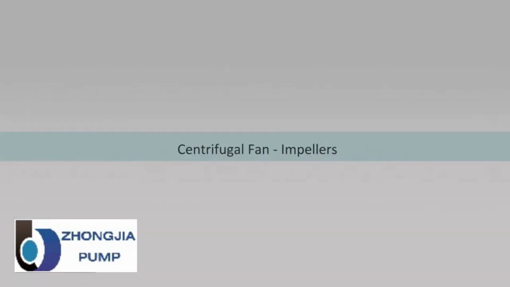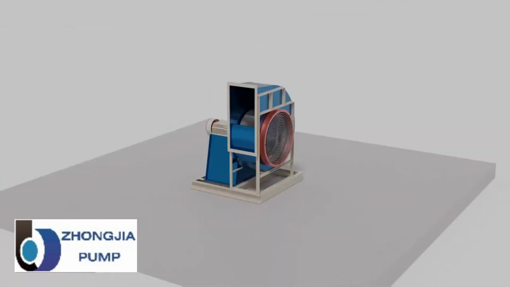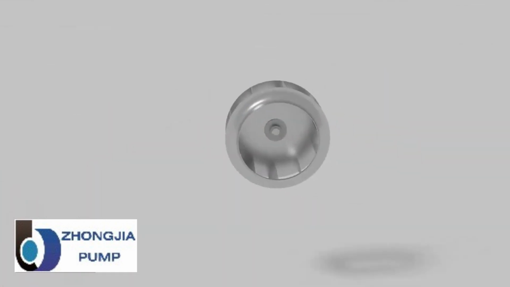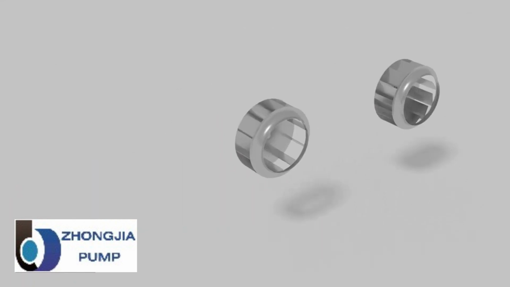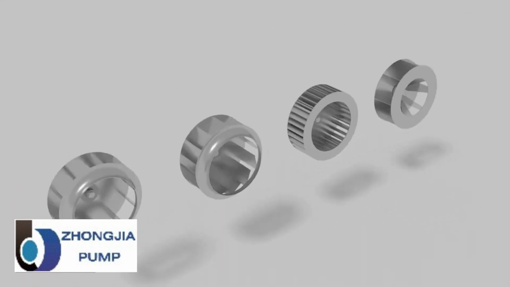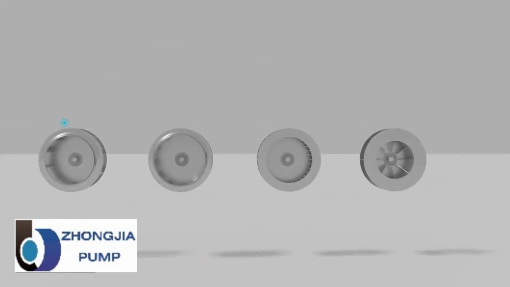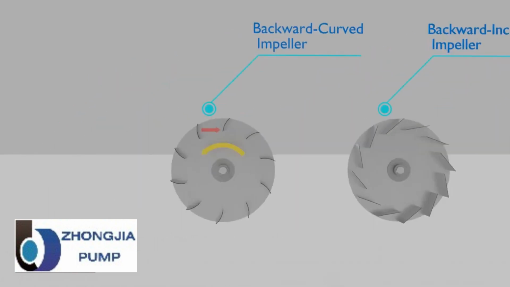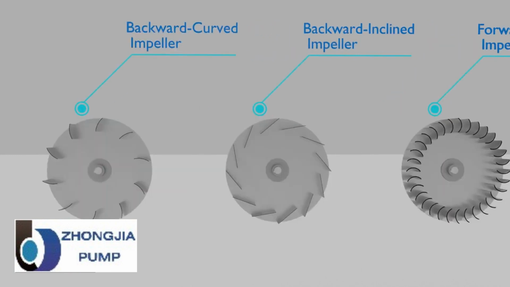Now we will see the types of centrifugal impellers. Centrifugal impellers are categorized according to their blade shape. Most common types are backward curved impeller, backward inclined impeller, forward curved impeller, and radial impeller. In backward curved impellers, the blade is curved opposite to the rotation of the impeller. It's used for high pressure and high flow applications. It's the most efficient out of the four impellers mentioned here.